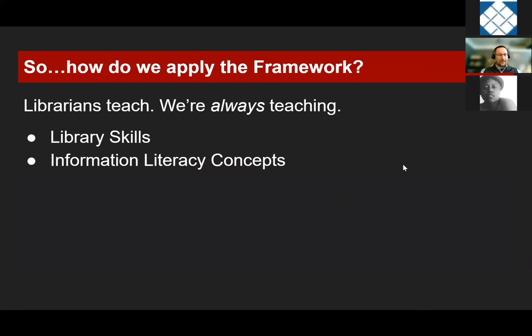Since we're going to be short on time, I'm going to move on to how we apply the framework. As librarians, one of the things that we do is we teach. I want to say straight up, librarians teach. We are your partners in teaching students. And we're always teaching. If a student comes in and says, I need something, usually there's an opportunity there to teach them how to use it, how to find a better source, or why the professor says they need that kind of thing.